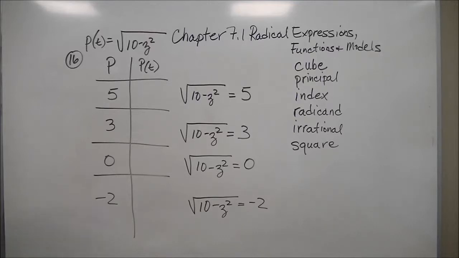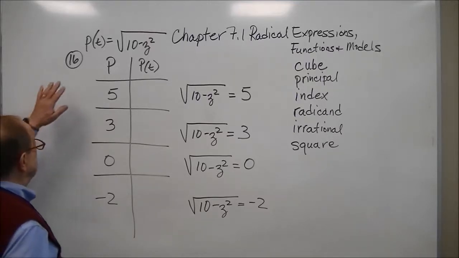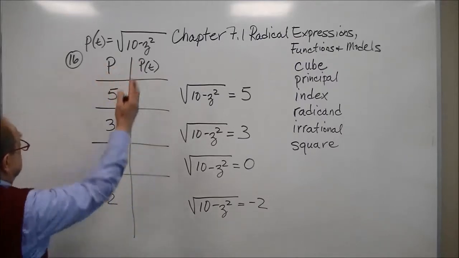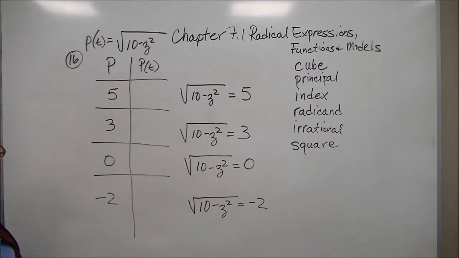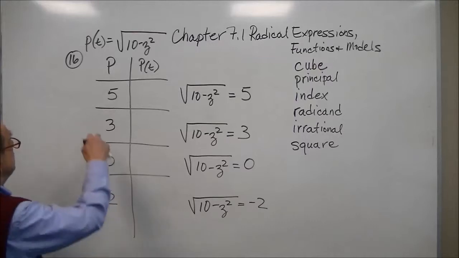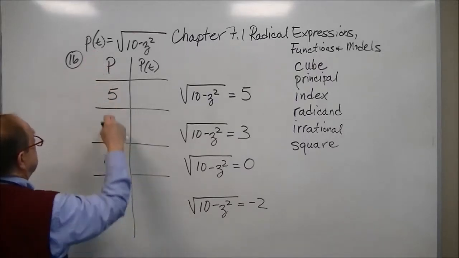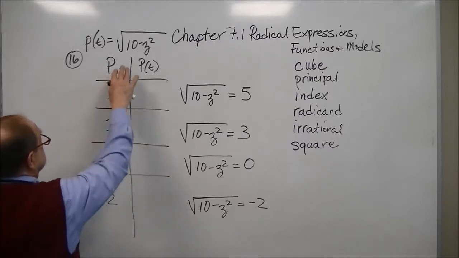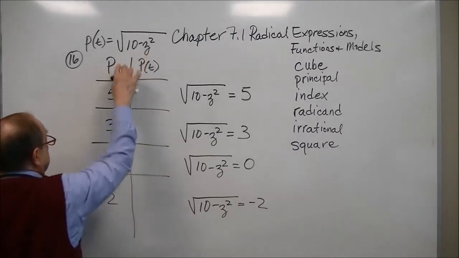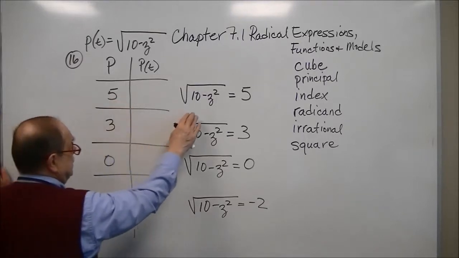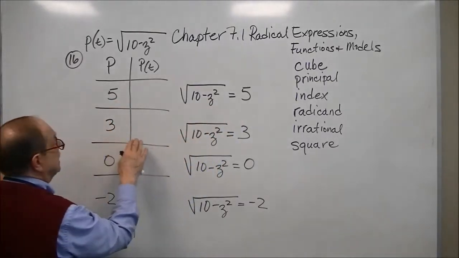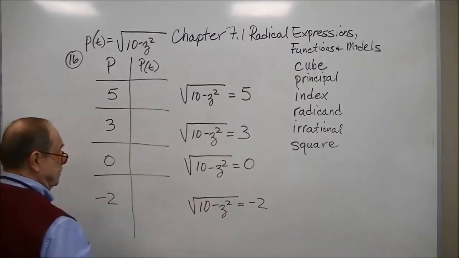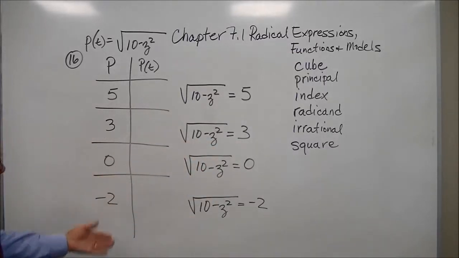Okay, for number 16, again, this is a function expression here. And as we look at the data, they're not giving us t-values, they're giving us p-values. So actually what they're saying is that this function equals 5. So this is what I've set up. This function equals 3, and so forth. And we're asked to solve for z.